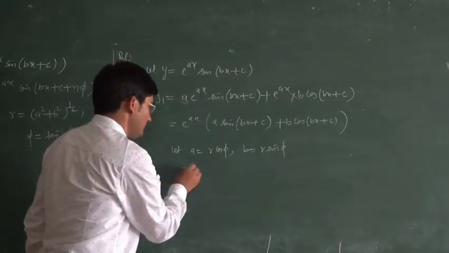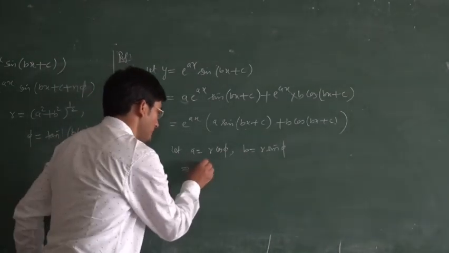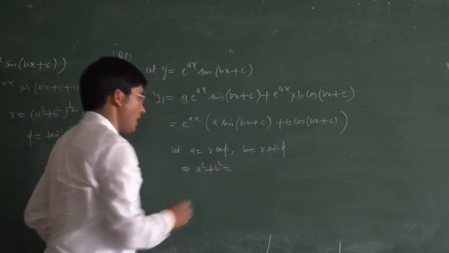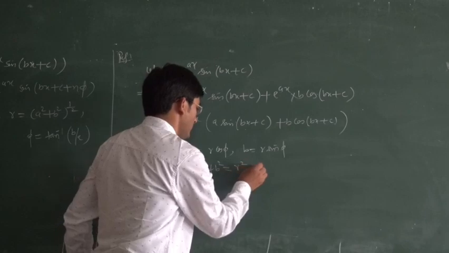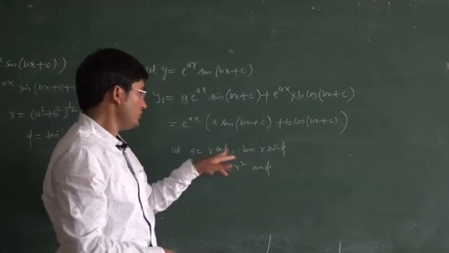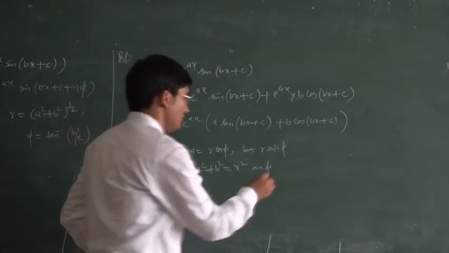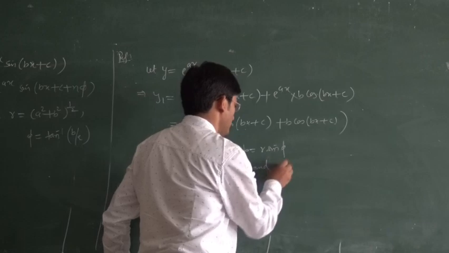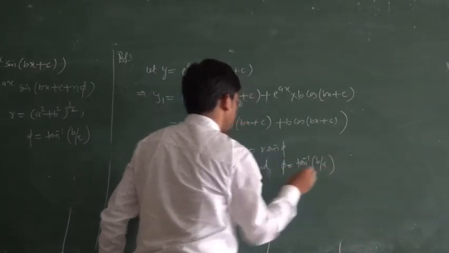Then you can see that the whole square of a square plus b square will be r square cos square phi plus r square sin square phi. So this will be your r square, and if you divide this term by this term, then we will have tan phi equal to b upon a, and your phi will be tan inverse b upon a.